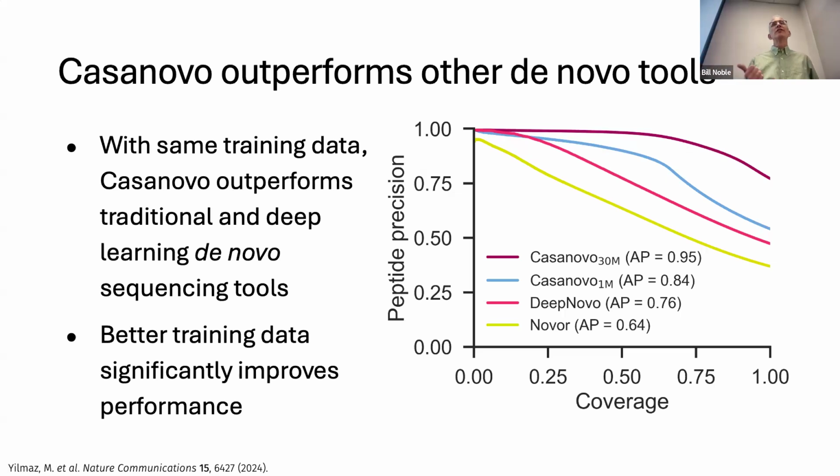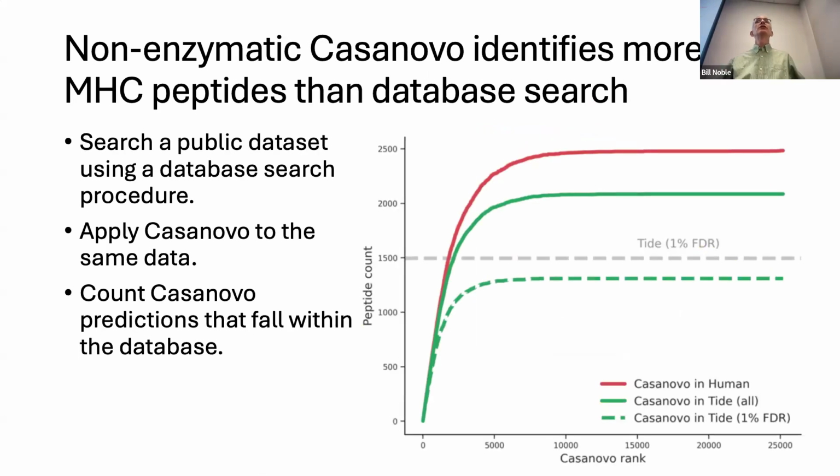And so that's sort of the take-home message from many machine learning projects, which is that more data and better quality data leads to better performing tools. Now, we wanted to see what impact this had in practice. So going back to that immunopeptidomics example, we looked at some published data and we compared using Casanova versus trying to run a standard database search procedure on the same data.